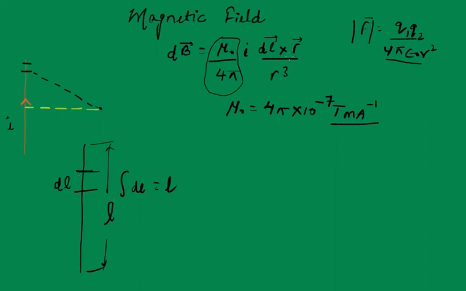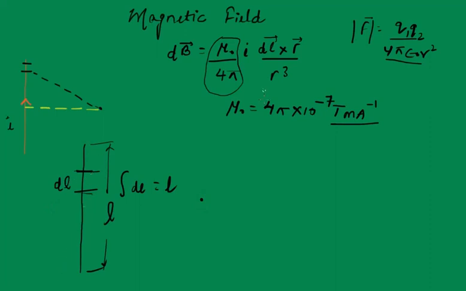Let's find out what is R. So let's say this is the point at which you want to find the magnetic field. So this is the wire you have, and at this point you want to find the magnetic field, right? So what is the process? We first take an element dl, and then we try to find out the magnetic field due to this dl at the point where you want to find the magnetic field, and then you integrate over the entire wire.